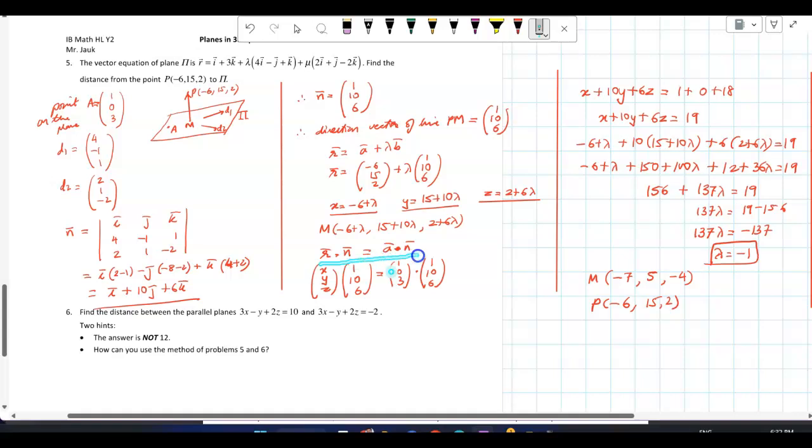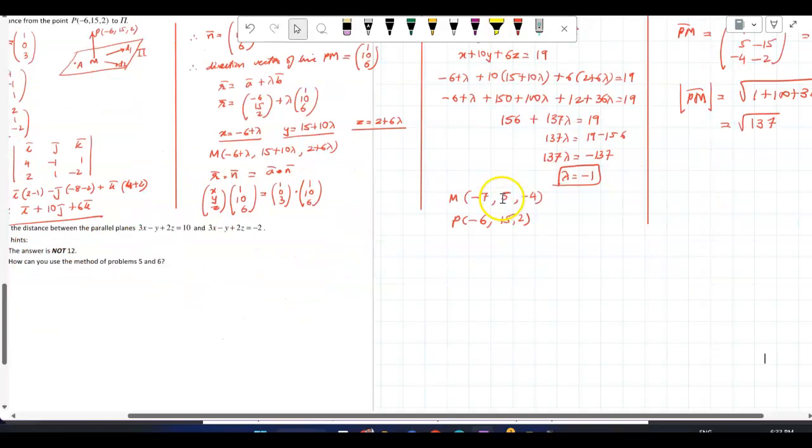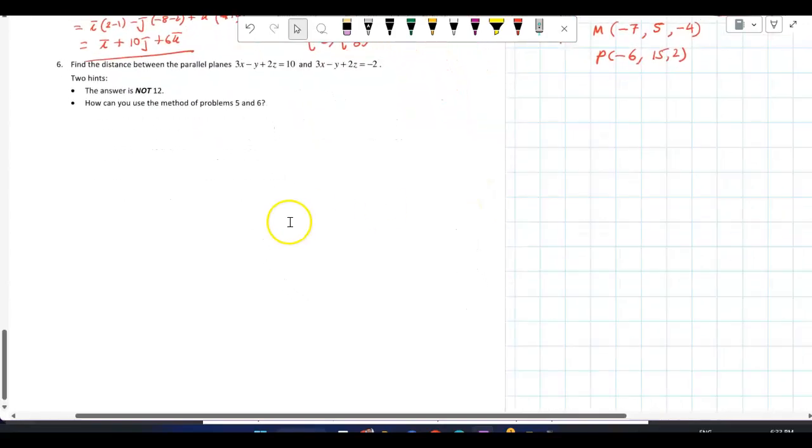Then you find the Cartesian equation of the plane: r dot n is equal to a dot n. That's your Cartesian equation of a plane. Then you substitute this point in the plane to get the value of lambda. And then you put lambda back in M to get the coordinates of M. So now you know your P, you know your coordinate of M. That's the foot of the perpendicular. You find a distance formula, or you find the vector PM and find its magnitude. So a lot of skills are involved in one question.